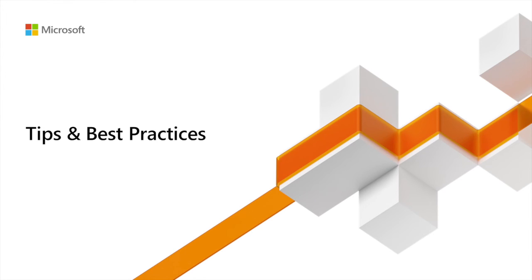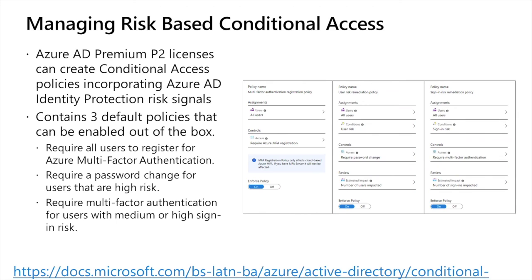Okay, so what about tips and best practices? Andy, do you have any tips for me? Absolutely, I've got some tips for you. So first of all, one of the first things that you need to do before you look at conditional access is definitely think about identity protection. With the Azure AD Premium P2 license, you get identity protection. Really, really important, as I said.